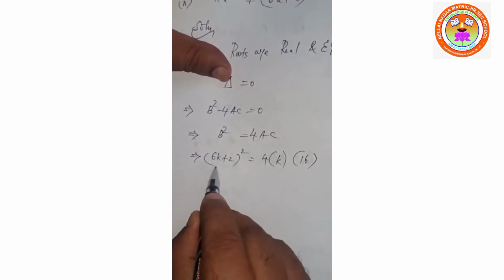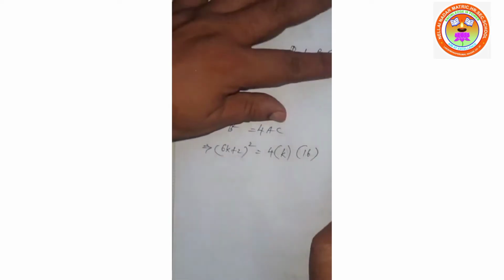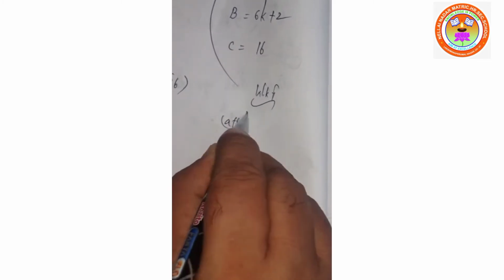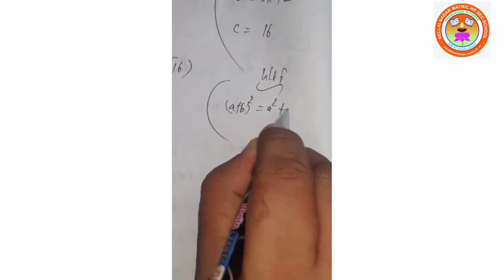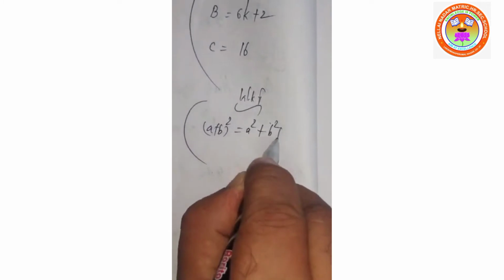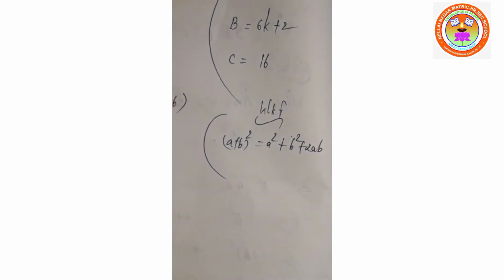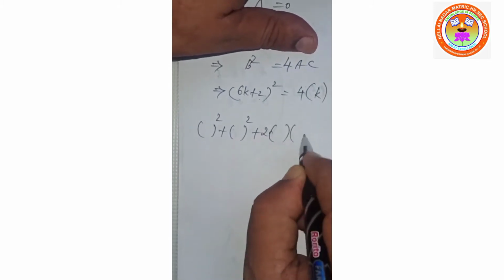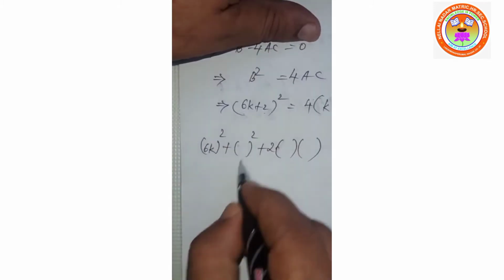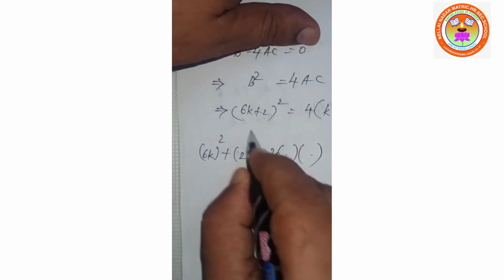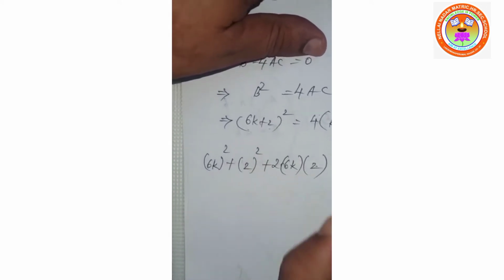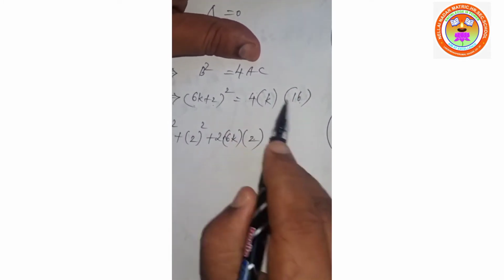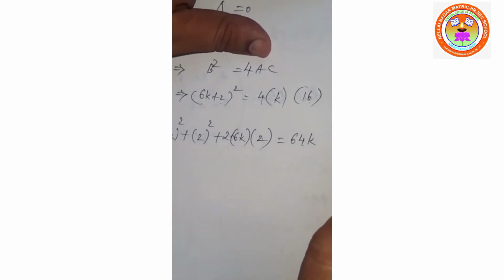You can apply the formula a plus b whole square. I write that identity here. A plus b the whole square identity is a square plus b square plus 2ab. Here a is 6k, b is 2, equals 4 into 16, 64. 64 into k, 64k.